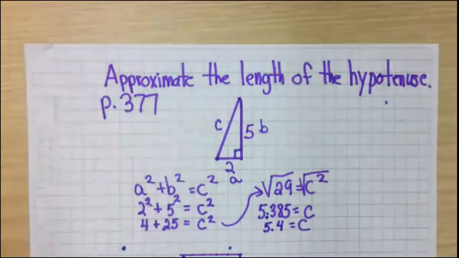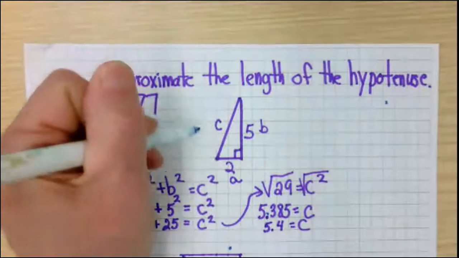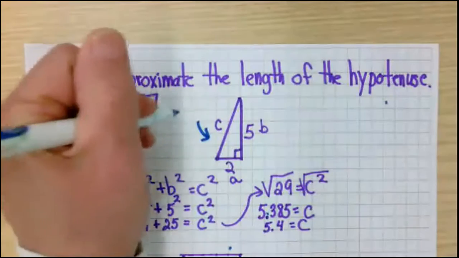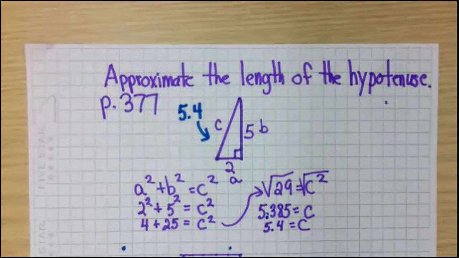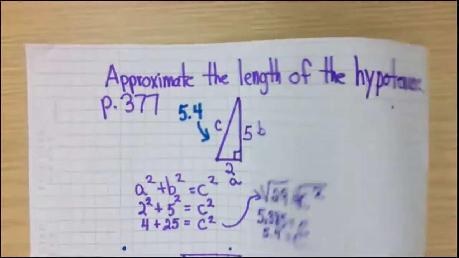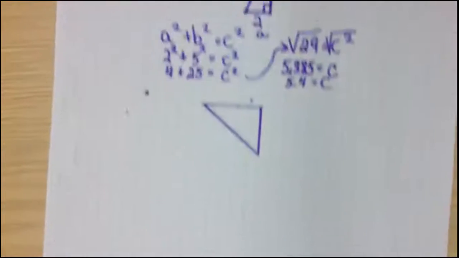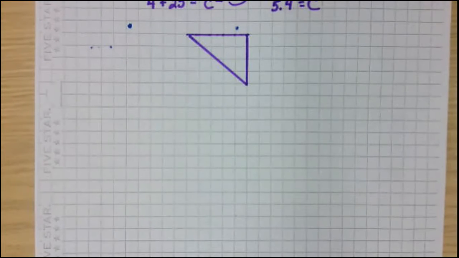So c then is equal to 5.4. And that's about right, right? You can see that it looks about right. Okay, so now let's try another one. This is the bottom one, your turn, number 1. So it says, approximate the length of the hypotenuse to the nearest tenth using a calculator.